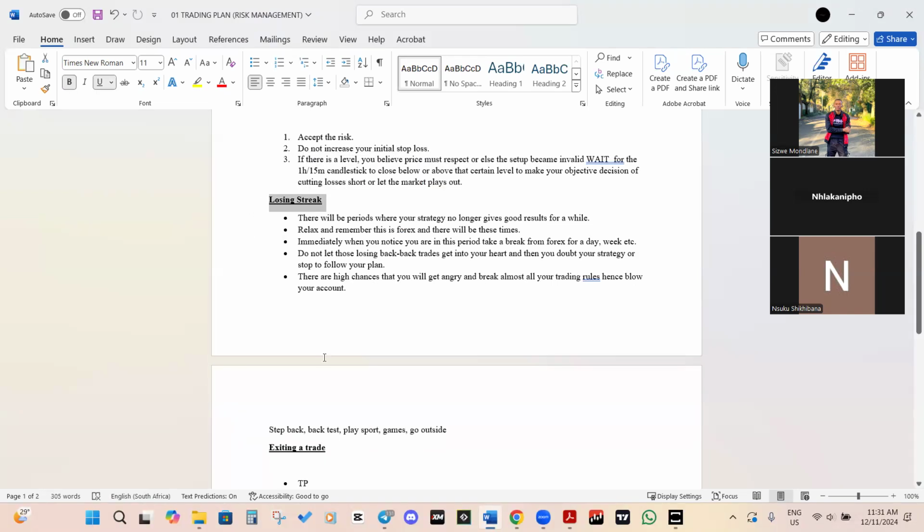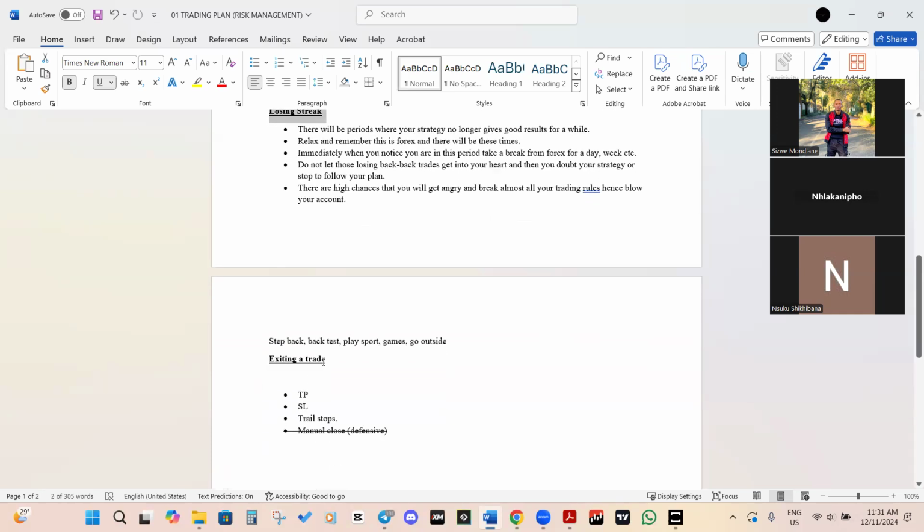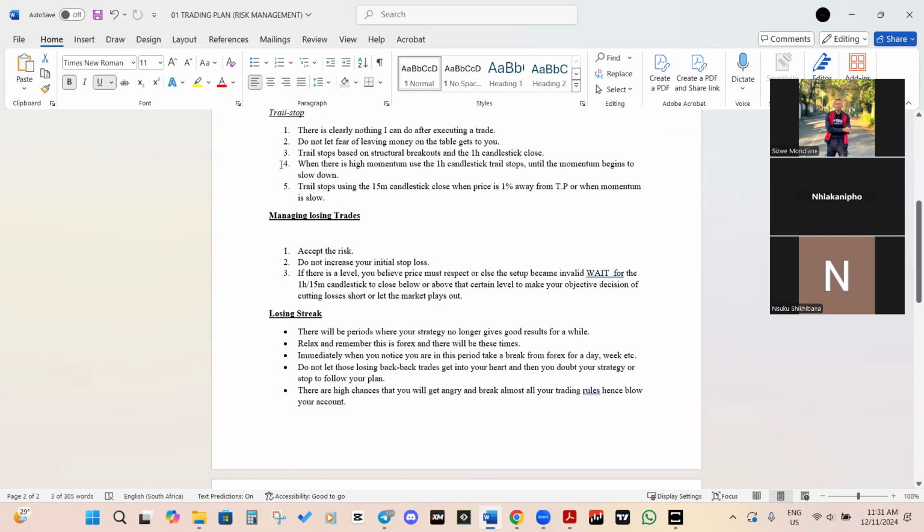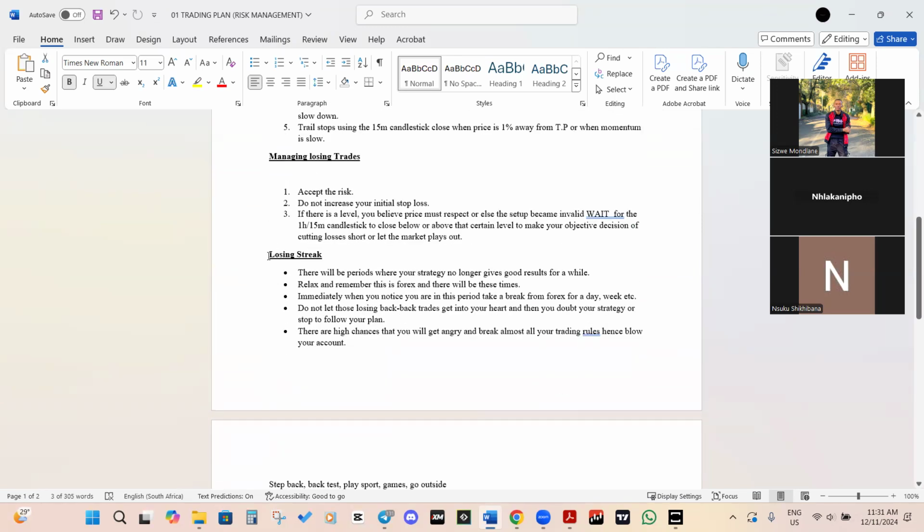So here we'll talk about losing streaks, and then we'll talk about exiting a trade. So losing streaks do happen, bro. Maybe once in a month or once in 3 months, they do happen. So the best thing you can do is to be prepared when they come, to know what you have to do when they come, because they will always come. And this is where the market will test you. If you can survive a losing streak, you'll become a better trader.